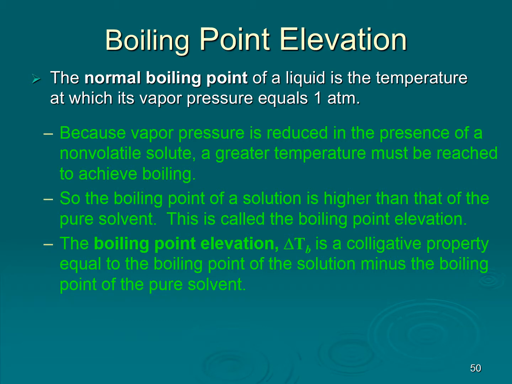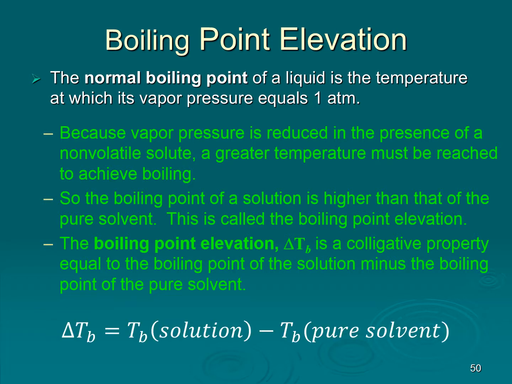The boiling point elevation symbol is delta TB. So delta is the change in the boiling point. And it's a colligative property because if you increase the concentration, that difference in boiling point will also increase. So delta TB is equal to the boiling point of the solution minus the boiling point of the pure solvent. So how much above the normal boiling point will this boiling point of the solution be?